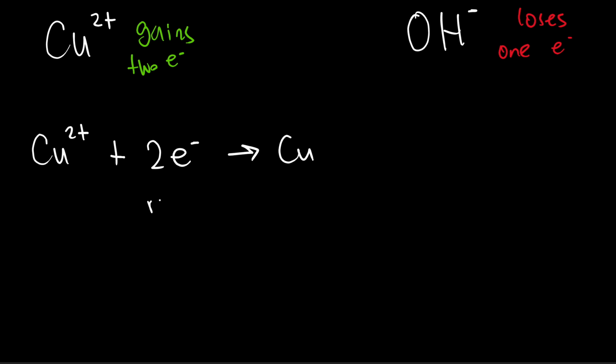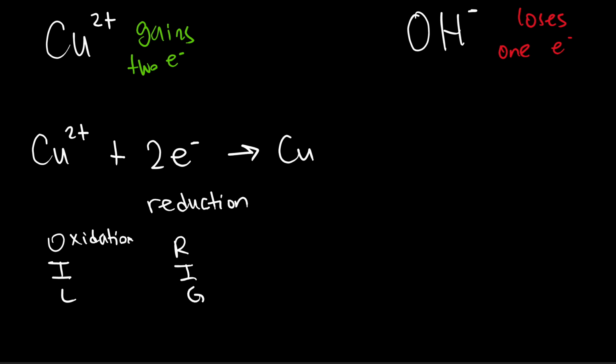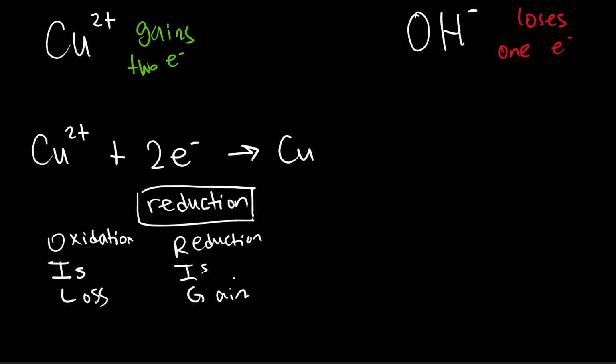Now this reaction is a reduction reaction. Remember, there's a very easy acronym, OIL RIG. Oxidation is loss of electrons. Reduction is gain of electrons. It's a reduction reaction because it is gaining electrons. That's why this acronym is really useful, because the wording is completely opposite of what you would expect.